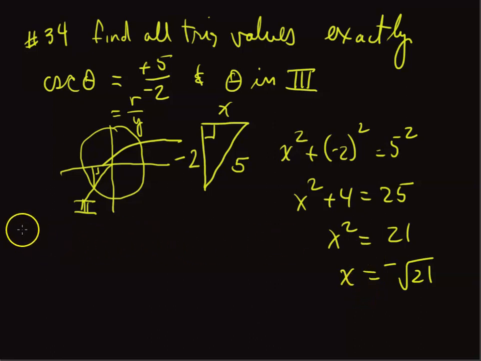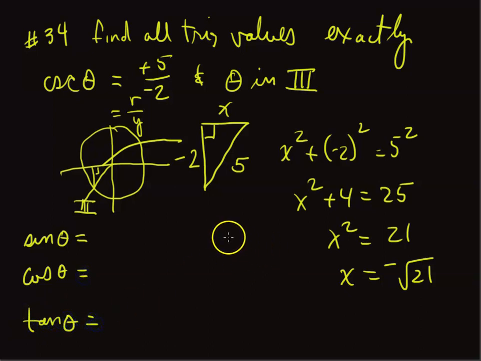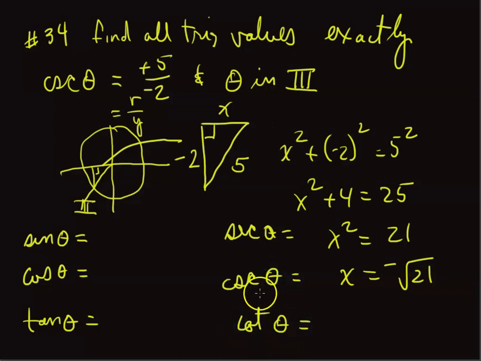So if you want to find all 6 trig functions, what is the sine? What is the cosine? What is the tangent? The secant, the cosecant, and the cotangent. Now be careful of this order. I may not ask them in that order, so be careful sometimes. Let's change our colors.